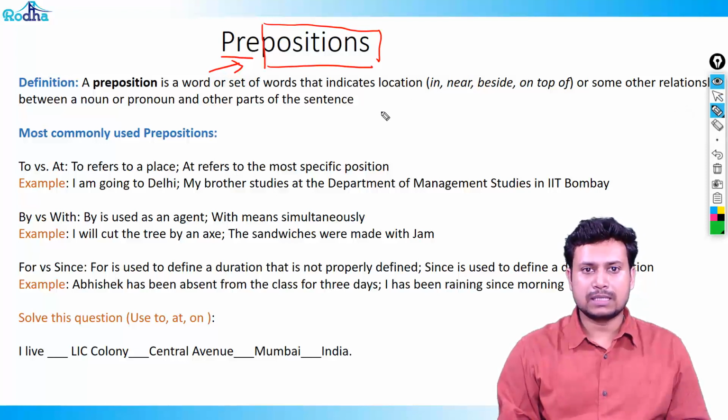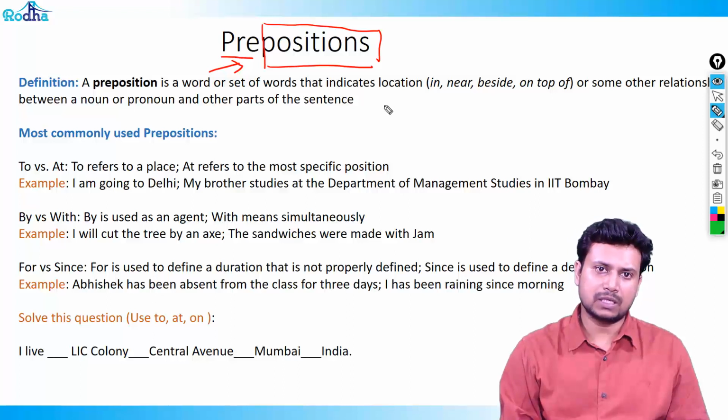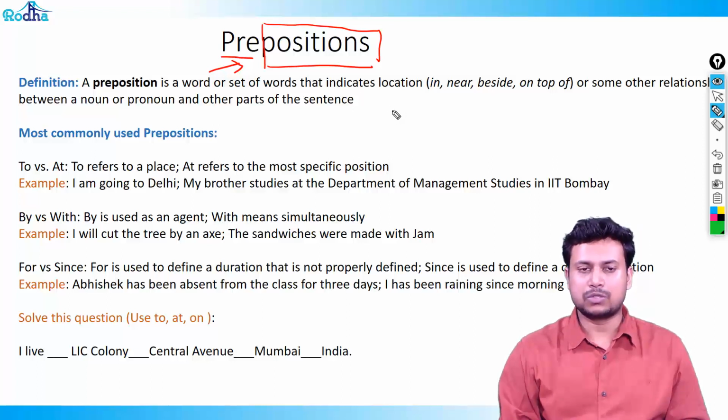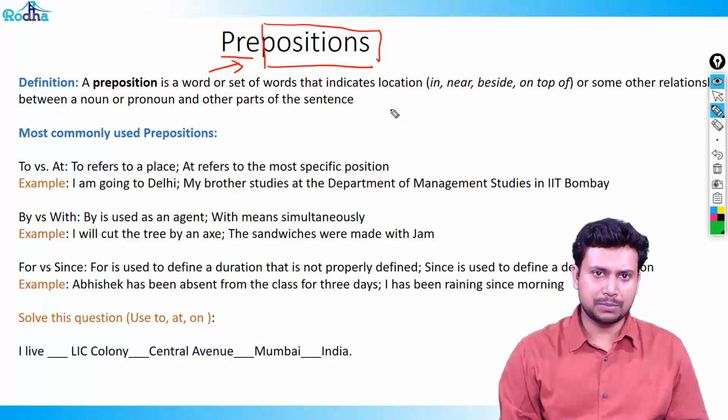So what you need to understand is that prepositions are basically words that indicate location. So whether an object is in, near, beside, on top of, under, over, above, beneath some noun or a pronoun. As long as you're describing locations and positions, you will have to use prepositions. There are a lot of prepositions in the English language, but let us discuss some very commonly used prepositions.